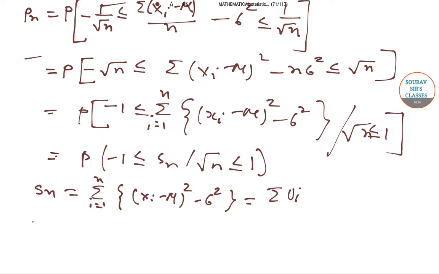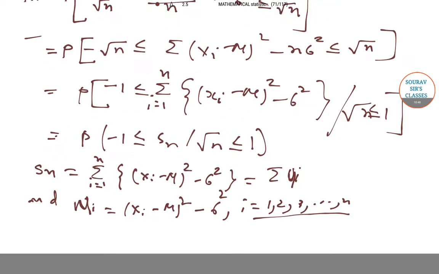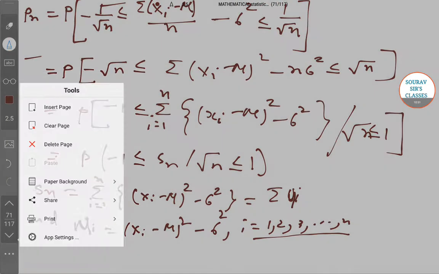Now similarly, ui is equal to, or I'll write it as mu y. So mu y is equal to (xi minus mu) whole square minus sigma square, where i is 1, 2, 3 up to n. So i belongs to 1 to n. Now we'll need to take another page.